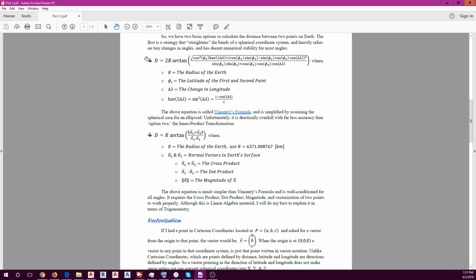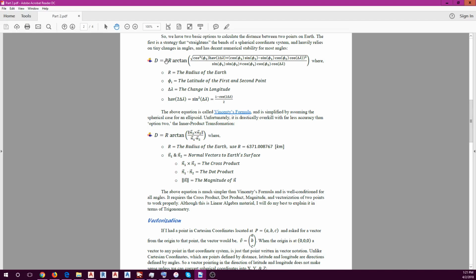Or we can ignore it entirely and use vectors, which is what this is. Now, I don't know about you guys, but this formula looks a lot nicer than this formula. I mean, damn. This thing right here is awful.